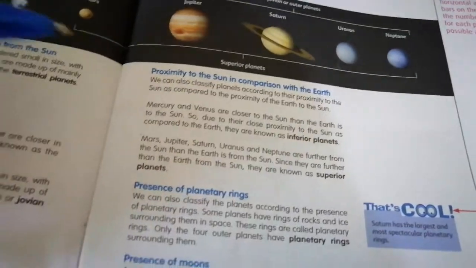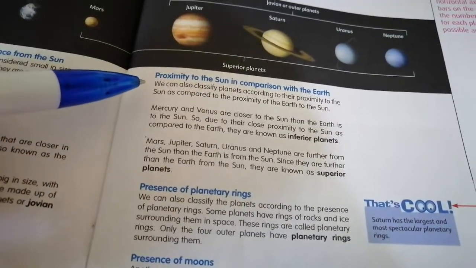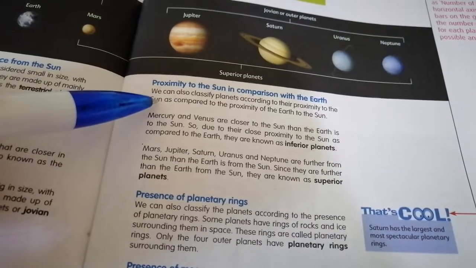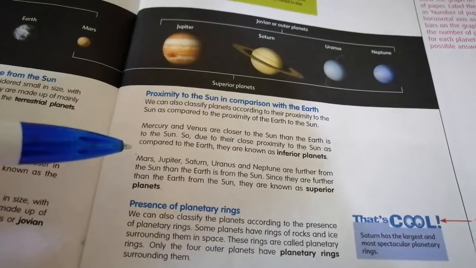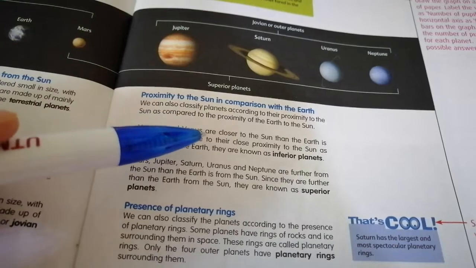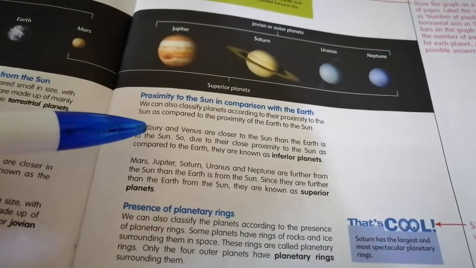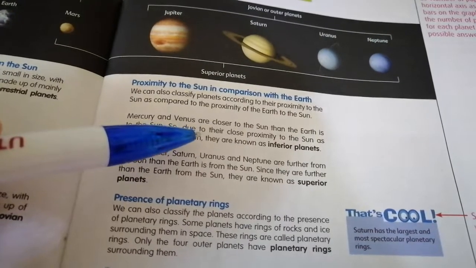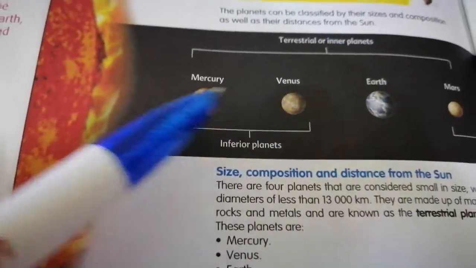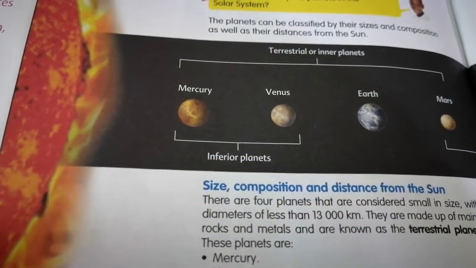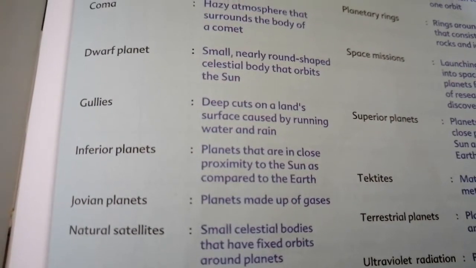Okay, look at here, proximity to the sun in comparison with the earth. We can also classify planets according to their proximity to the sun as compared to the proximity of the earth to the sun. So Mercury and Venus are closer to the sun than the earth is to the sun. Due to their close proximity to the sun as compared to the earth, they are known as the inferior planets. So Mercury and Venus, we call them inferior planets. What is meant by inferior planet? If you look at the science glossary, inferior planets are the planets that are in close proximity to the sun as compared to the earth.